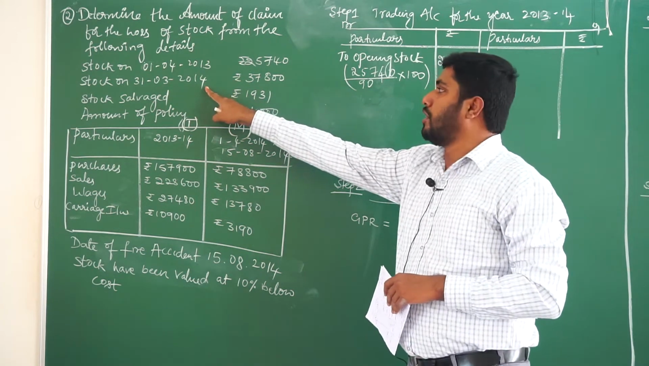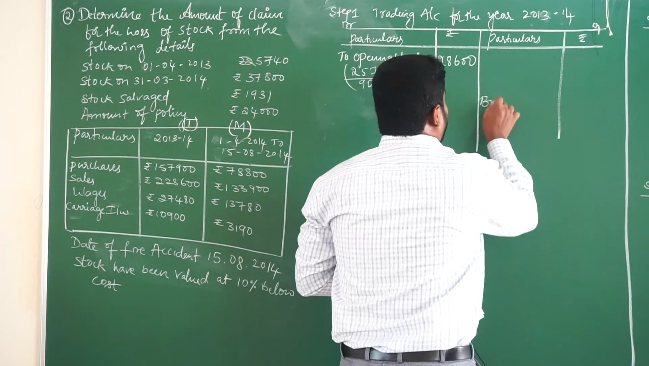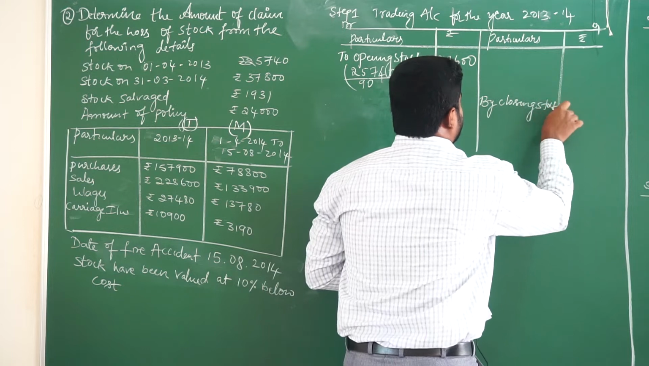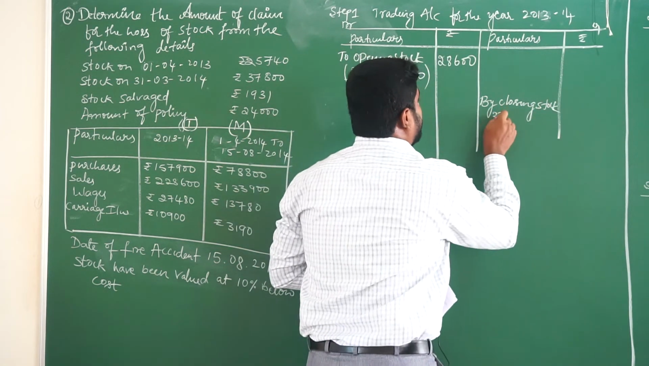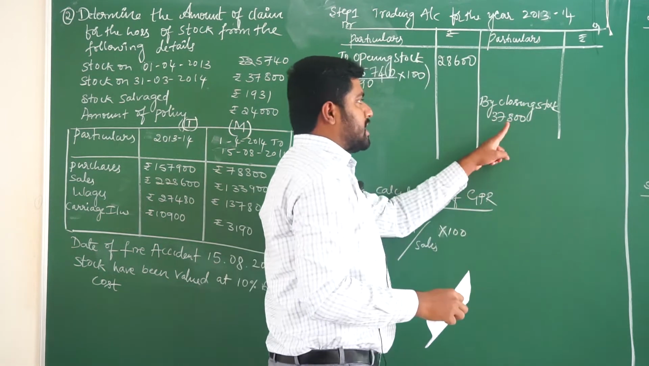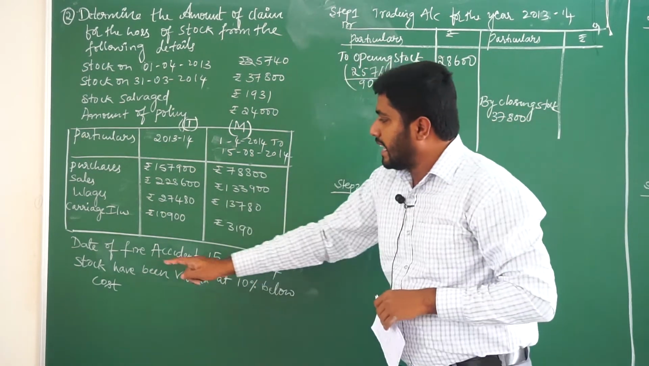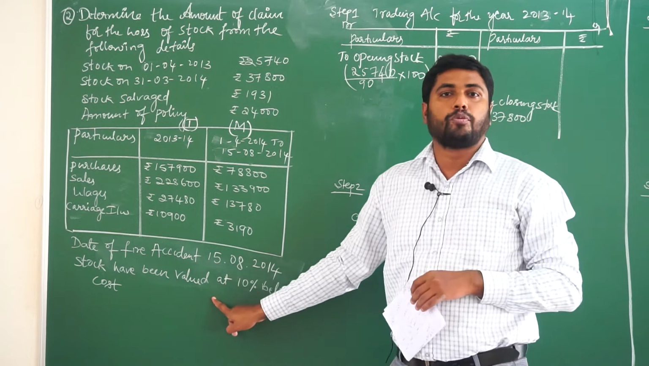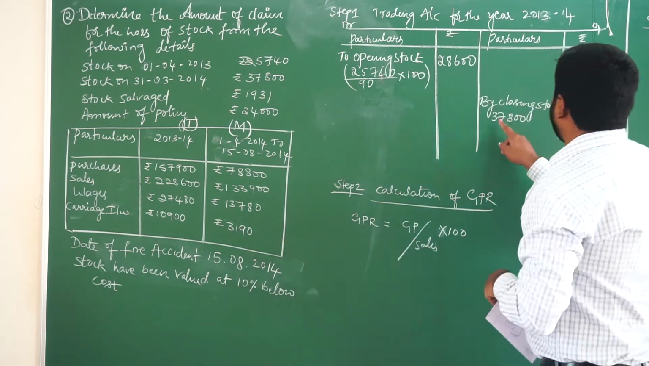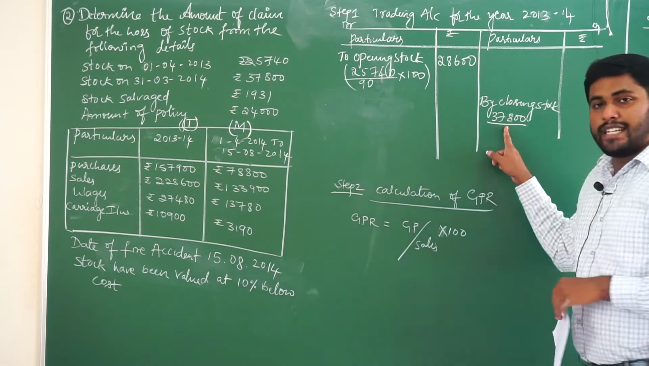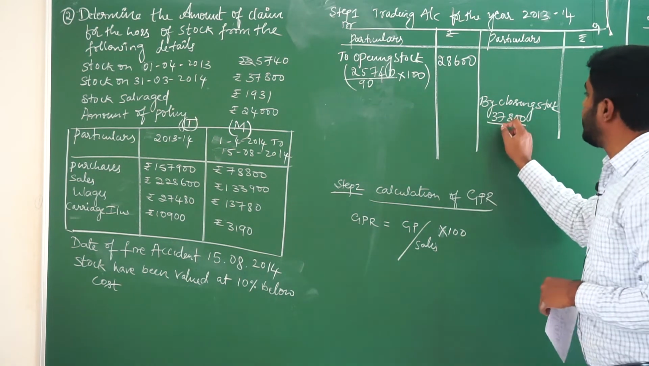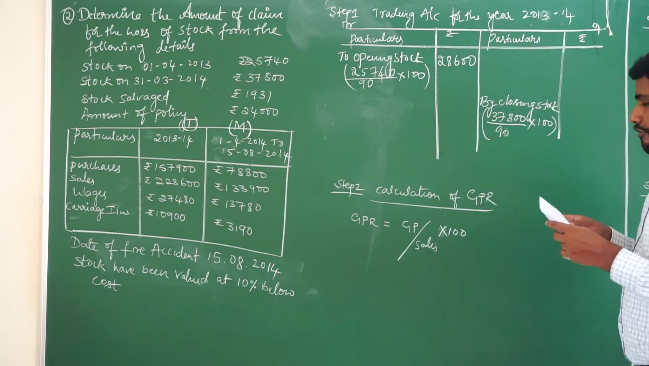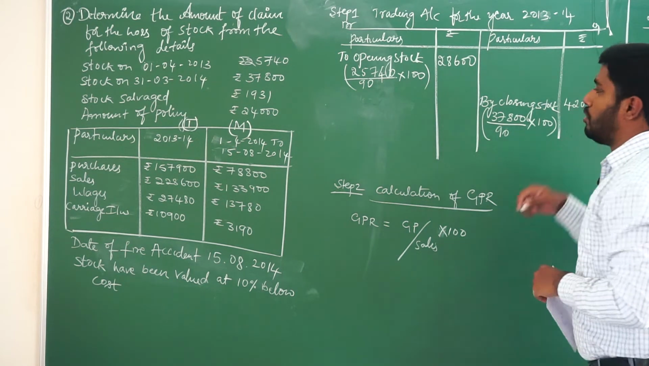And the next one, closing stock, stock on 31/3/2014. Closing stock should always be credited. How much is the value of closing stock? 37,800. And there's an adjustment for closing stock because they clearly mentioned that stock has been valued at 10% below cost. Stock includes both opening stock and closing stock. So 37,800, which is valued at 10% below cost, means 90%, and we want 100%. We will get 42,000 rupees as closing stock.